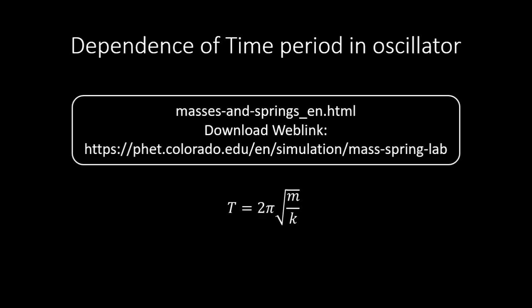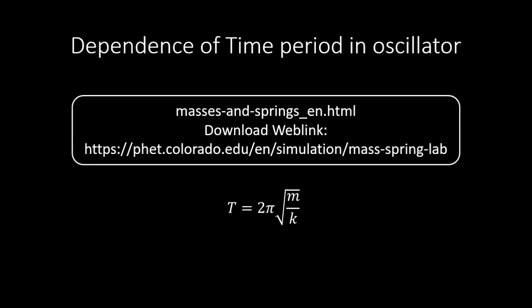Now we will understand the dependence of time period in a mass spring oscillator. We know that in case of a mass spring oscillator, the time period T depends on the dead mass loaded at the end of the spring and the spring constant k. At first we define what is called time period. Time period is the amount of time required by an object having simple harmonic motion to complete one oscillation. We write T equals 2 pi root over m by k.